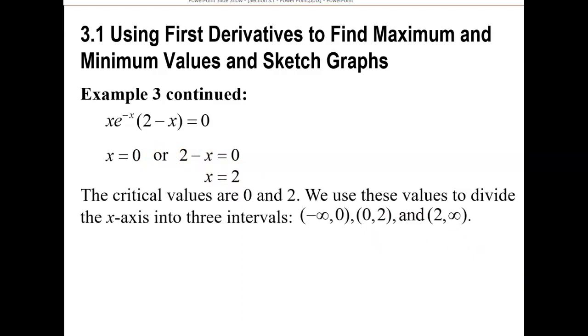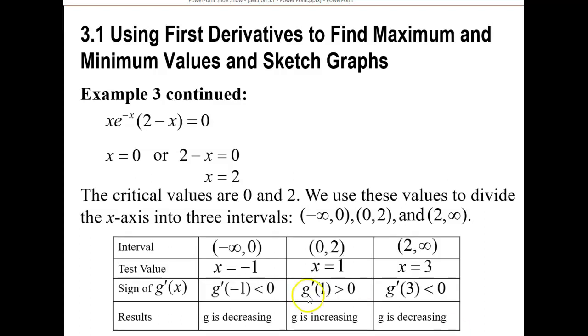All right, so 0 and 2, we use those to divide up our x-axis: on the left of 0, in between 0 and 2, and to the right of 2. And this is what your chart would look like. Negative infinity to 0, 0 to 2, 2 to infinity. Pick a test value in each space, plug it into the derivative, and see what you get. This gives me less than 0, meaning negative, so we'll be decreasing here. Plugging a 1 into the derivative is greater than 0, meaning plus, an increasing function, and then plugging 3 into the derivative, less than 0 would mean negative, meaning that your function is decreasing.